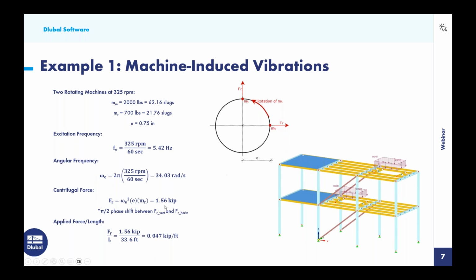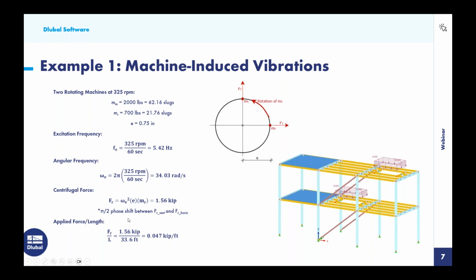So they're not acting together, but rather we want to take into consideration that as this rotor is rotating here, we're going to have 100% in the horizontal direction, but we'll continue with that pi over 2 phase shift to then see 100% acting in the vertical direction.